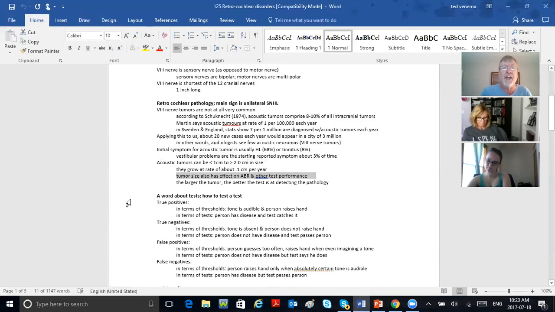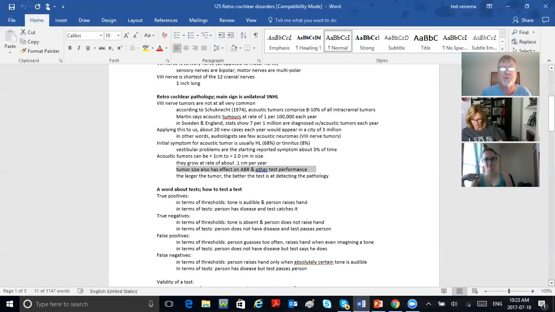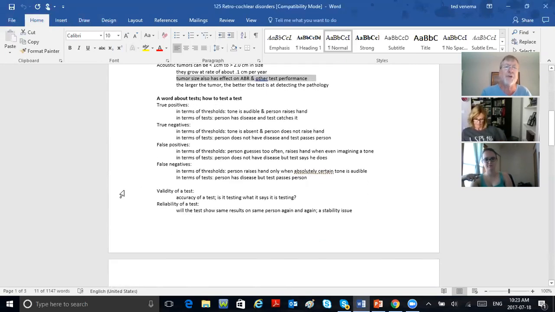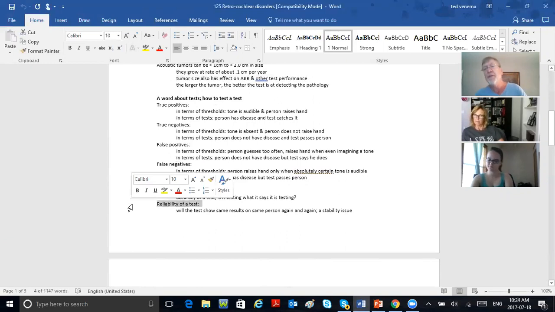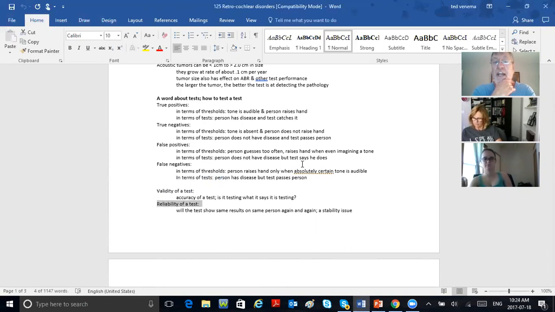And then you've learned now about true positives and all this stuff at the bottom of the page. We've covered that because we did that already, so we'll just go over it. Here's 2 words to put a star by: the validity of a test and the reliability of a test. The validity of a test is the accuracy of it. Does it test what it says it's testing?